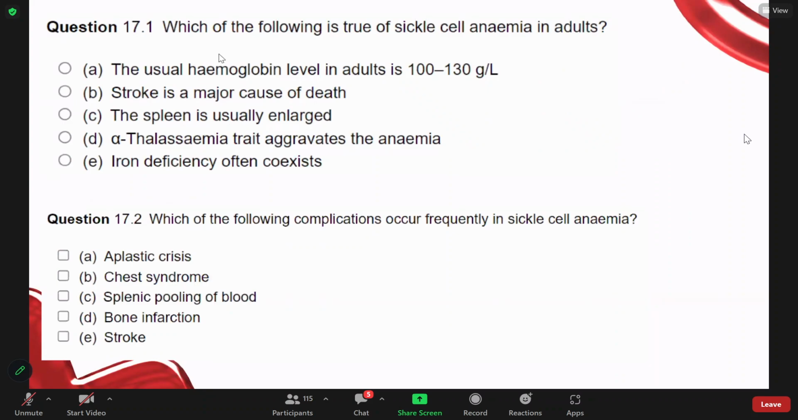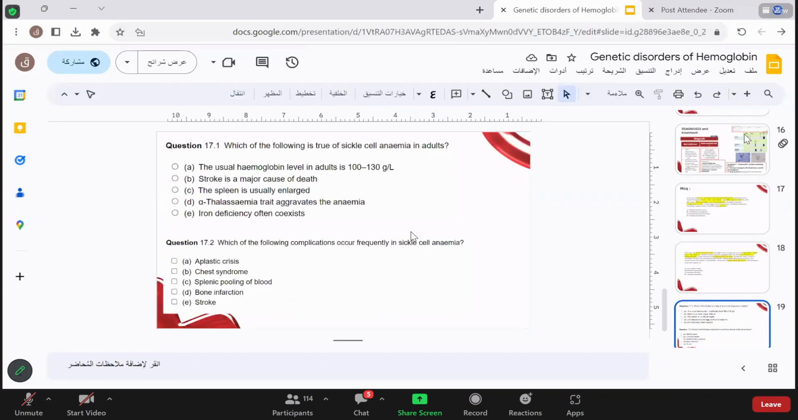The third question: which of the following is true of sickle cell anemia in adults? The usual hemoglobin level in adults is 100 to 130. Stroke is a major cause of death. The spleen is usually enlarged. Alpha thalassemia trait aggravates the anemia. Iron deficiency often coexists. Maybe C and A. No, it's B.